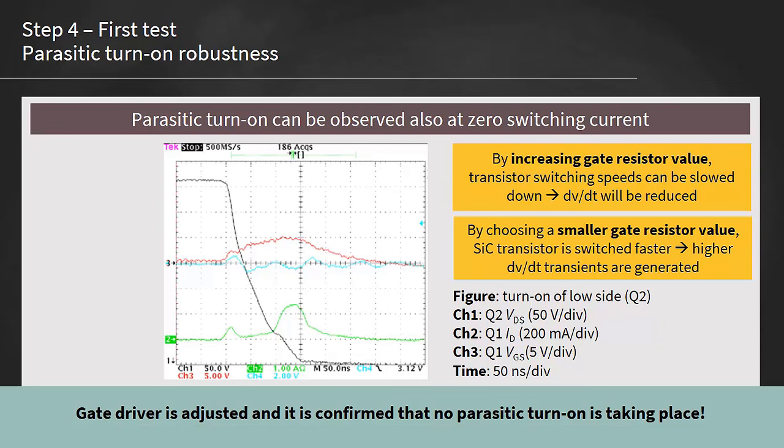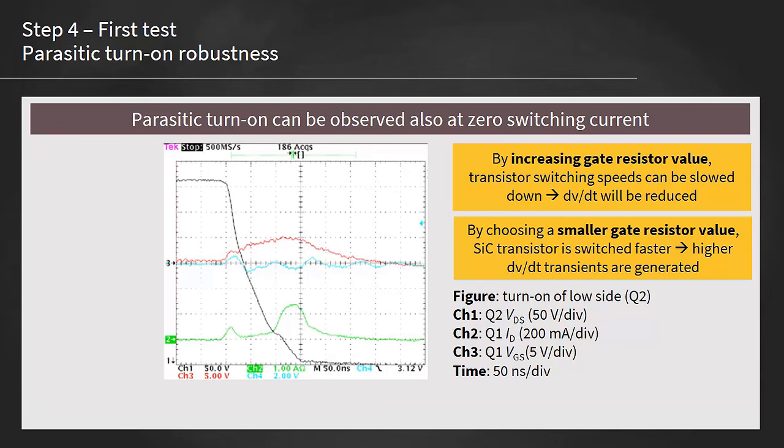At this point, we have adjusted our gate resistor and confirmed that no parasitic turn-on is taking place. Let's move on to the other test.